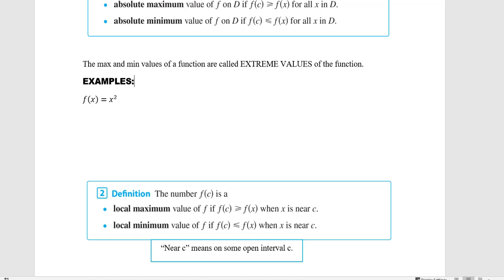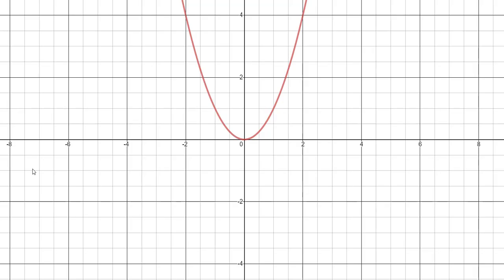Here's my first example. f of x equals x squared. Let's look at a picture. This is f of x equals x squared. f of c, where c is equal to 0, gives me this point (0, 0). At this input c, the output is 0, and you can see that point is the absolute minimum of f of x equals x squared.